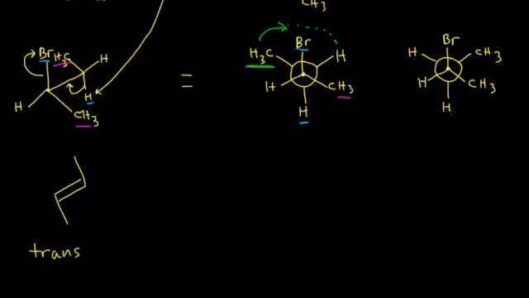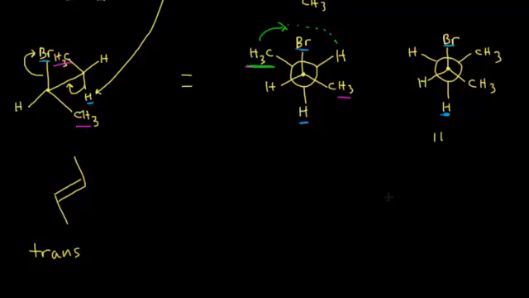And if I think about where my anti-periplanar proton is now, you can see that this is now my proton in the same plane as my bromine. So if I were to draw a sawhorse projection for this one, let's go ahead and do that. It makes it a little bit easier to see this.